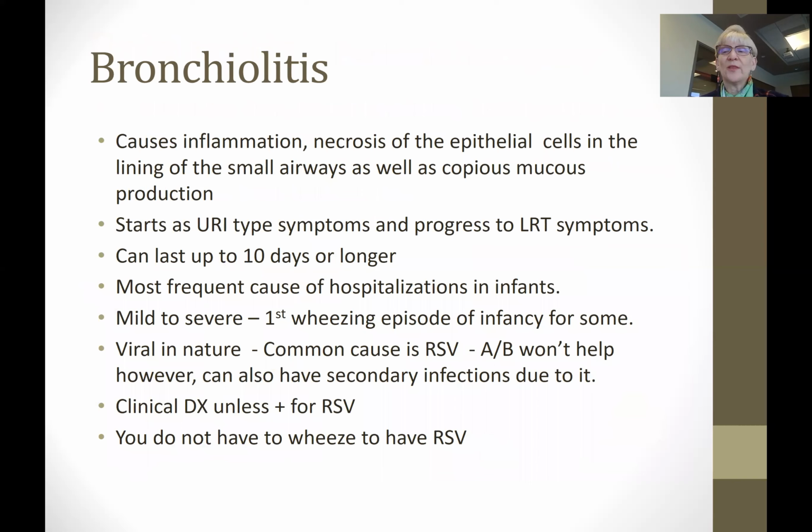Now, one of the things you're more commonly going to see is bronchiolitis, not bronchitis, but bronchiolitis. This causes inflammation and necrosis of the epithelial cells in the lining of the small airways, as well as copious mucus production. When you've seen RSV, you will recognize it. This is a URI on steroids, okay? It might even start as upper respiratory symptoms and it will progress to the lower respiratory tract.